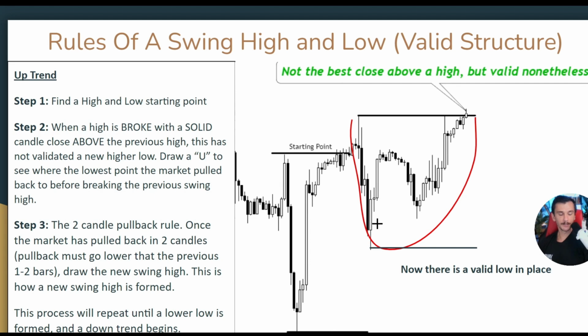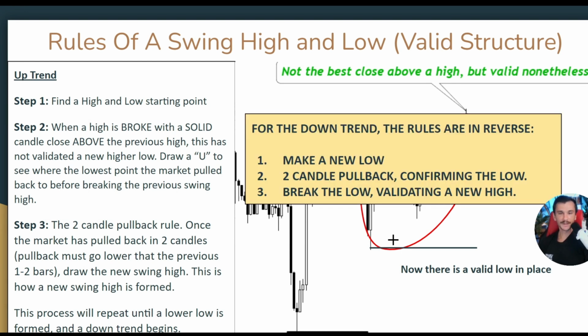And once again, the process will repeat. Now this is my high. Now this is my low. And everything in the middle is consolidation. For a downtrend, this exact thing can be repeated, but in reverse, making lower lows and lower highs. They make a new low, I draw my high, they pull back in 2 bars, and when they break that low, I can now draw my new swing high and my new swing low.